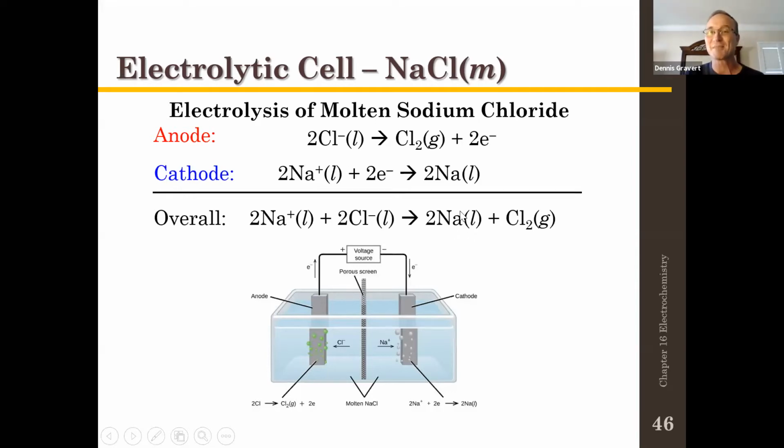Yeah, so that's how sodium metal is produced. That's how chlorine gas is produced. And then you can take the chlorine gas and turn it into bleach. So this is a major way of making bleach. And you get some sodium metal out of it too, and you can sell that.